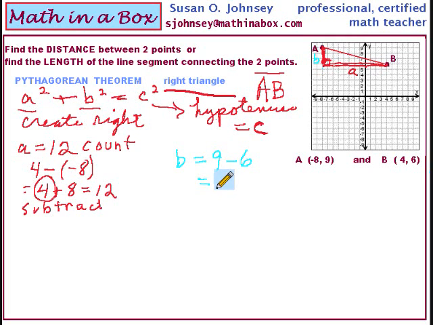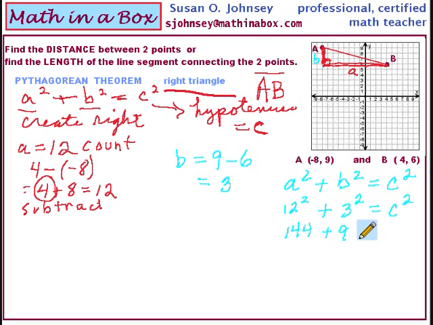So for our Pythagorean theorem, we now have a squared and b squared, a and b, so we can now substitute these into our formula. a squared, a was the 12, b is our 3, and we're going to square each of these, and then we will add them together. That's 144 plus 9 equals c squared. Now remember, c is the hypotenuse. Now that's not c, that's c squared.